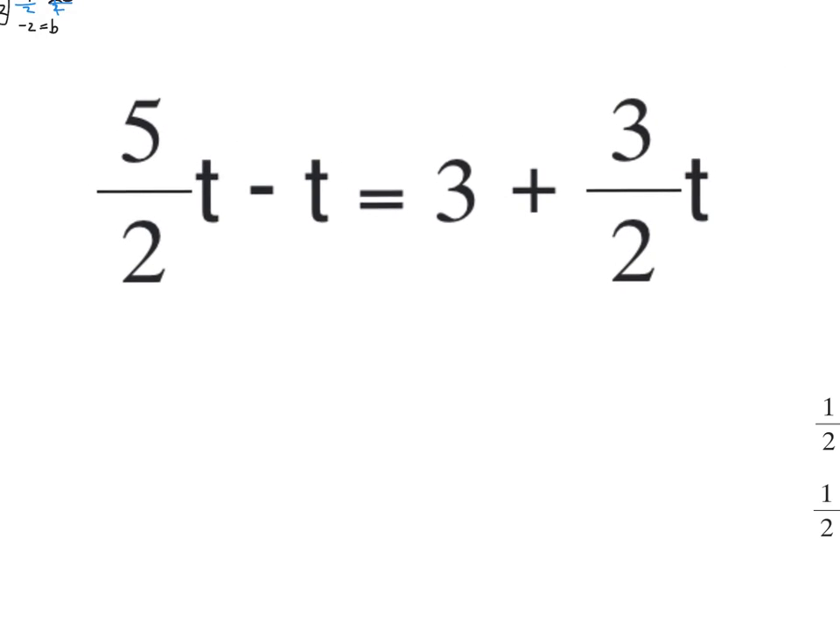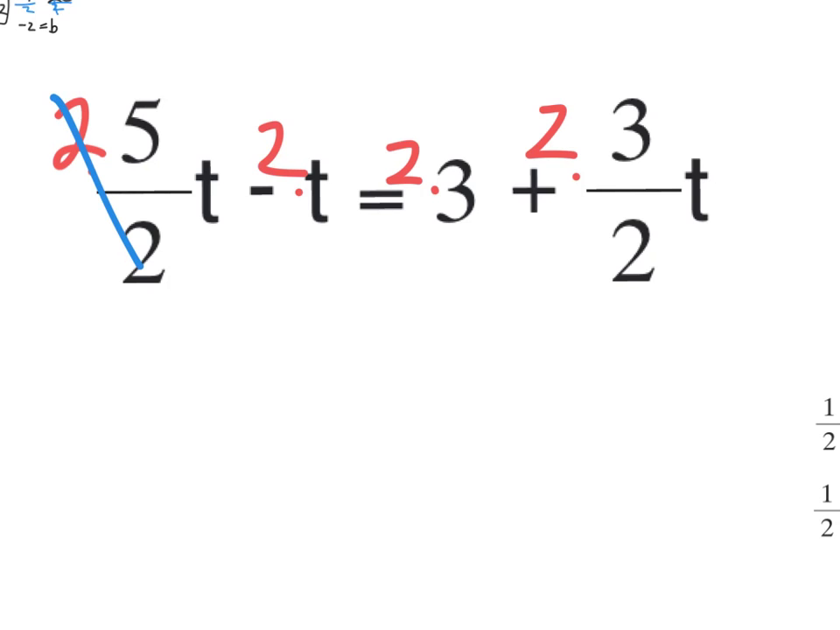Now sometimes you have fractions with other things within your equation. So if you want to get rid of the 5 halves or the 3 halves, you're going to have to multiply everything by 2. Now, it's not just this by 2 and this fraction over here by 2. It's everything by 2. What do I mean by that? 5 halves t by 2. Also the 3, you got to multiply that by 2. And the fraction 3 halves t times 2.